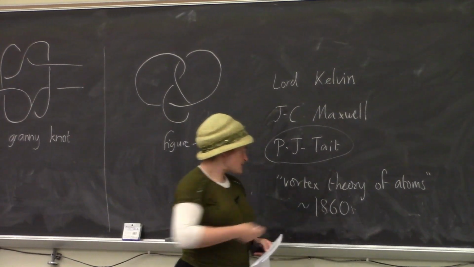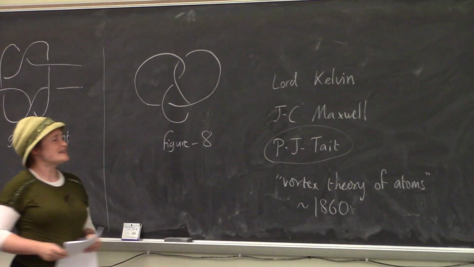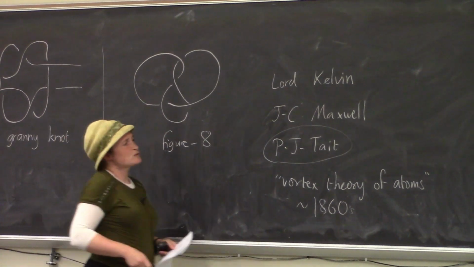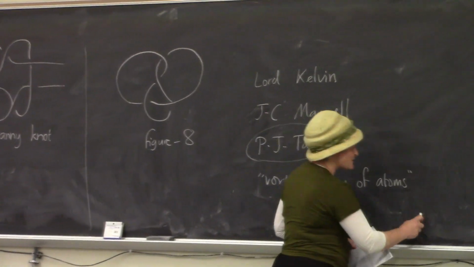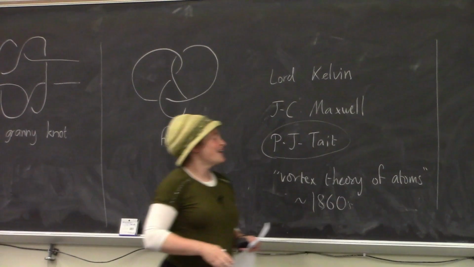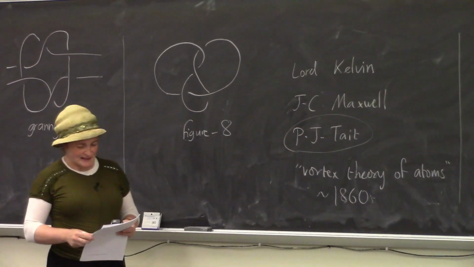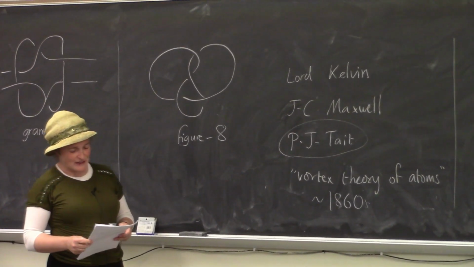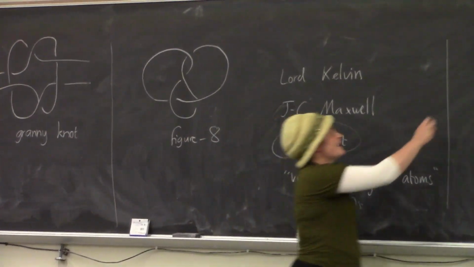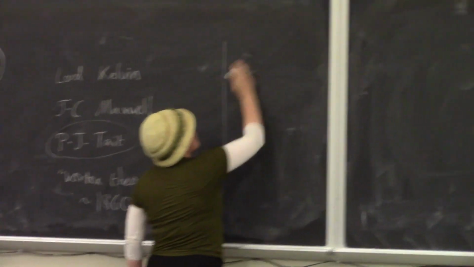Sometime in the late 1870s, he published these tables, which were mainly accurate. There were some errors in them, there were some things missing. So he really started the classification of knots. Okay, so let's go back to the beginning, which is: what is a knot?